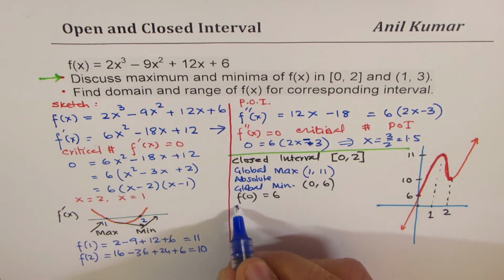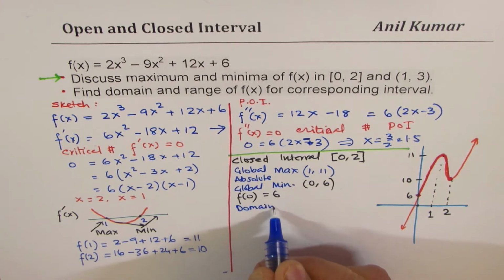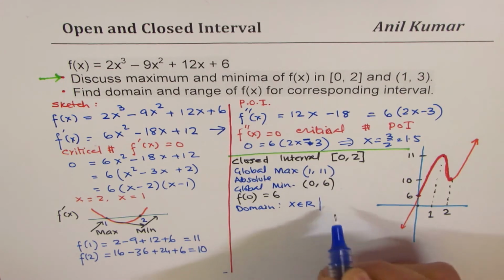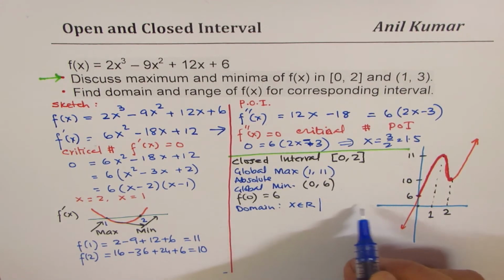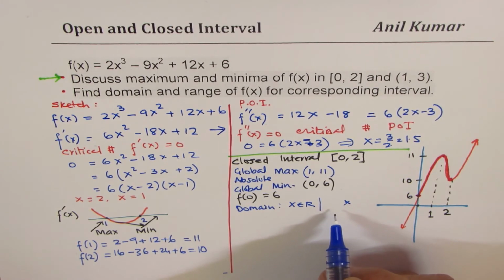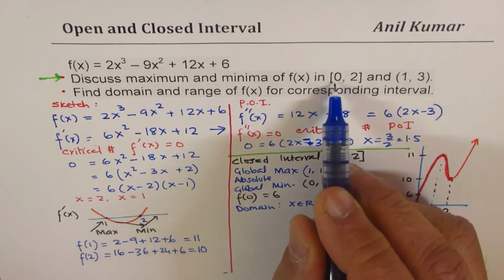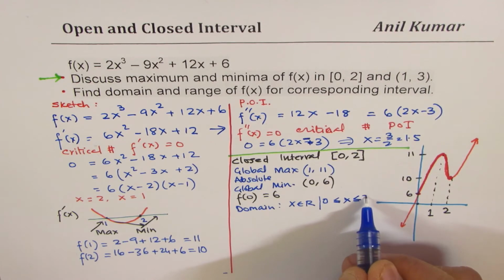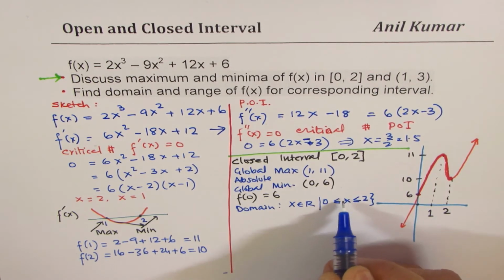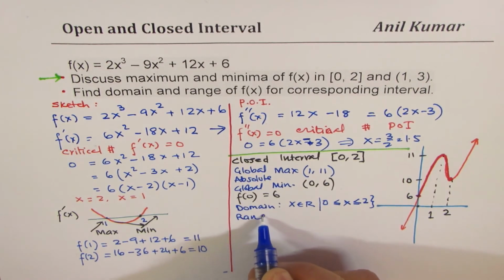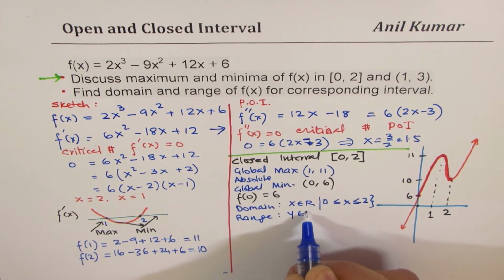So what is a domain? Domain is given to you. Domain is x belongs to real numbers, where, so these are different nomenclatures. I'm purposely using inequality just to show you that a closed interval could also be given in terms of inequality. That is the interval given within the brackets. So it is between 0 to 2 we are talking about, so greater than or equal to, right? And as far as the range is concerned, we can say y belongs to real numbers.